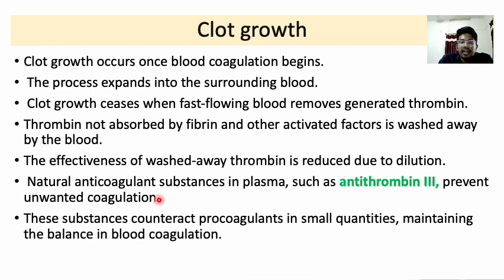The natural anticoagulant substance in plasma is antithrombin 3. Please remember this antithrombin 3. It prevents unwanted coagulation. These substances counteract the procoagulants in small quantities. So normally a little bit of the procoagulants will be seen in the blood. It has to be prevented by the presence of an anticoagulant like antithrombin 3, and thus maintains the balance in the blood coagulation.